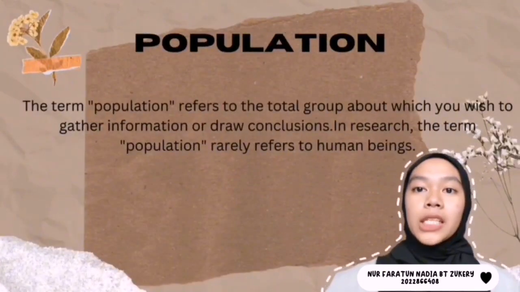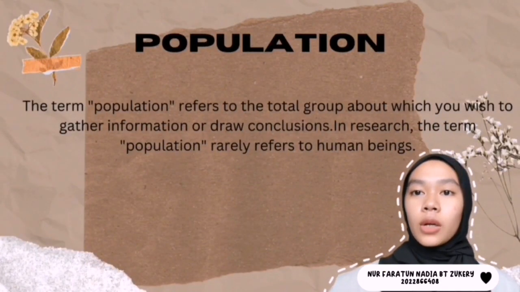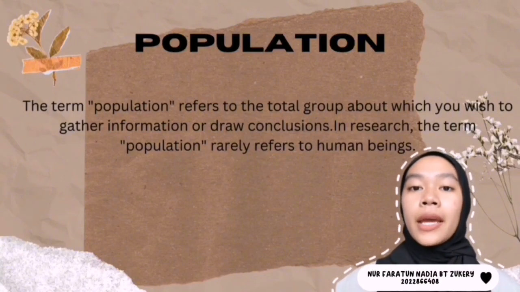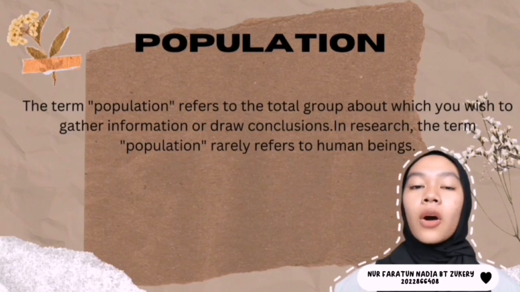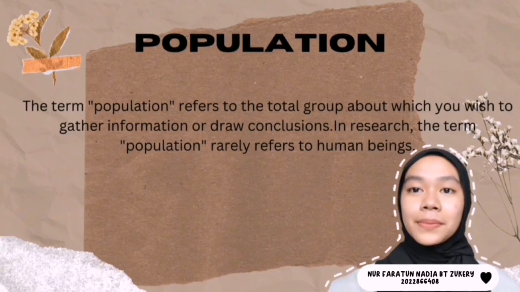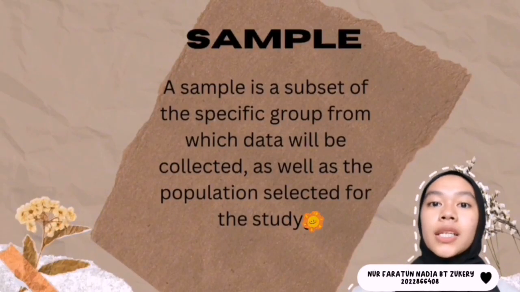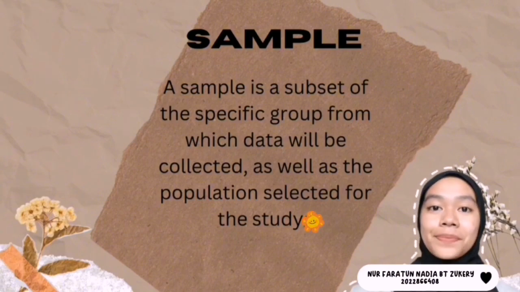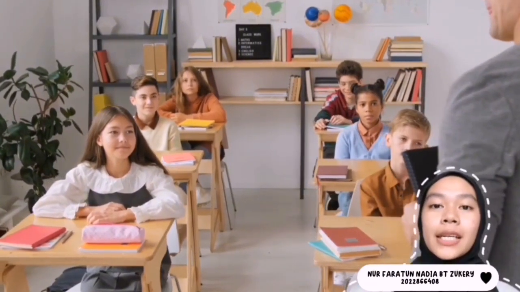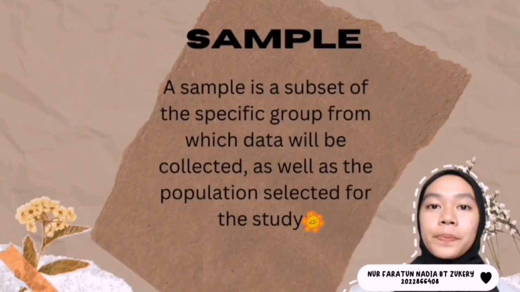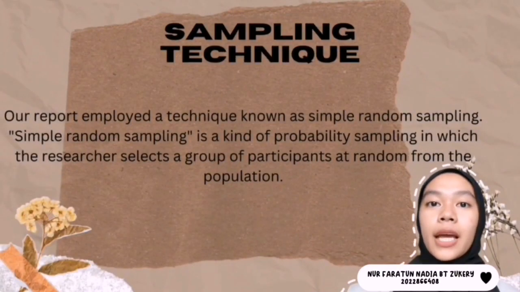Next is population. The term population refers to the total group about which you wish to gather information or draw conclusions. In our report, the population is all the students in UiTM Pasir Gudang. Other than that is sample. A sample is a subset of the specific group from which data will be collected, as well as the population selected for the study. Only 100 students were chosen as respondents for the study out of over 1,000 students at the UiTM. Besides that, our report employed a technique known as simple random sampling.